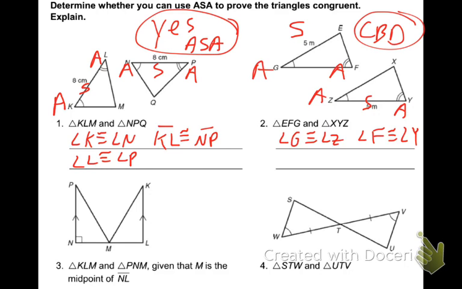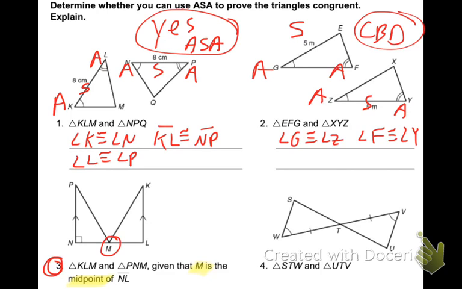Number three is kind of a tricky one here. Why? Because you have to use some prior knowledge to help this one out. Triangle KLM and triangle PNM, given that M is the midpoint of NL. So if M is the midpoint, what does it mean to be a midpoint? Anderson, what's midpoint mean? What's that mean if it's in the middle, though?